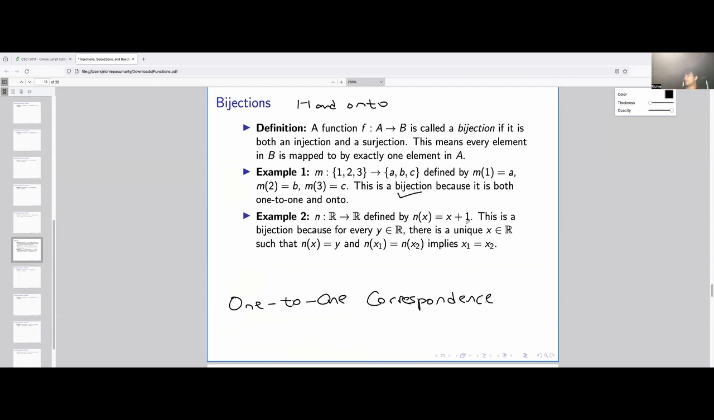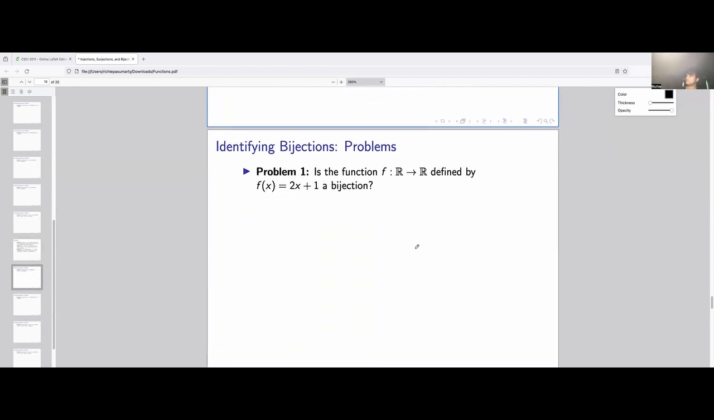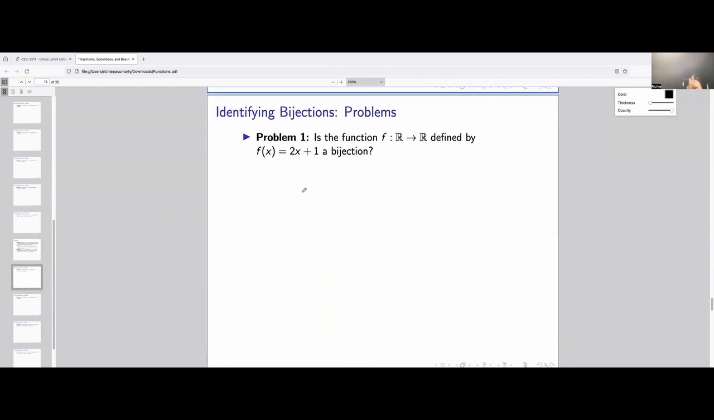All right, this function n right here is a bijection. First of all, because for every value in here, something maps to it. So it's onto, it's a surjection. And if n of x1 is equal to n of x2, you can figure out that x1 has to equal x2. So this one is also a bijection. So let's look at this. Is this a bijection?